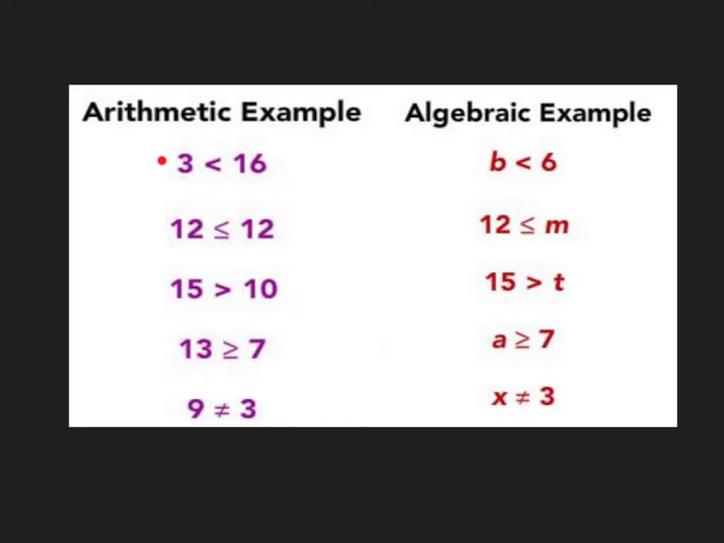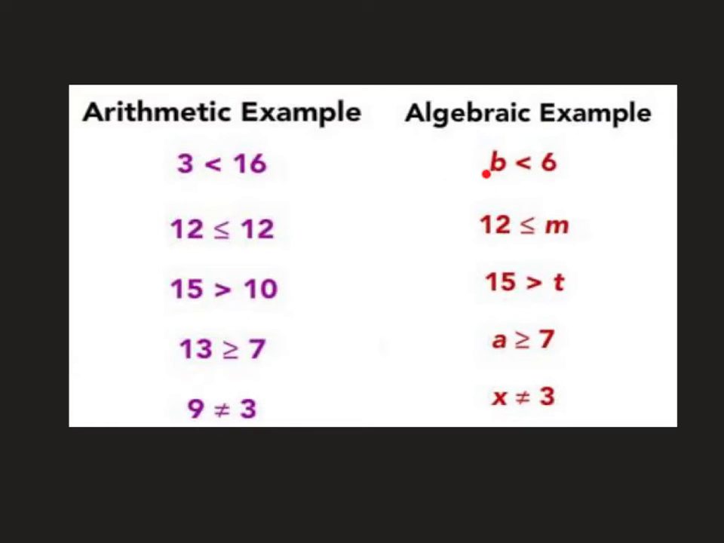For example, 3 is less than 16, 12 is less than or equal to 12, which it is, 15 is greater than 10, 13 is greater than or equal to 7, so any number starting with 7 could work here, right, and going up. 7 is greater than or equal to 7, 8 is greater than or equal to 7, see what I'm saying? And then finally 9 does not equal 3.